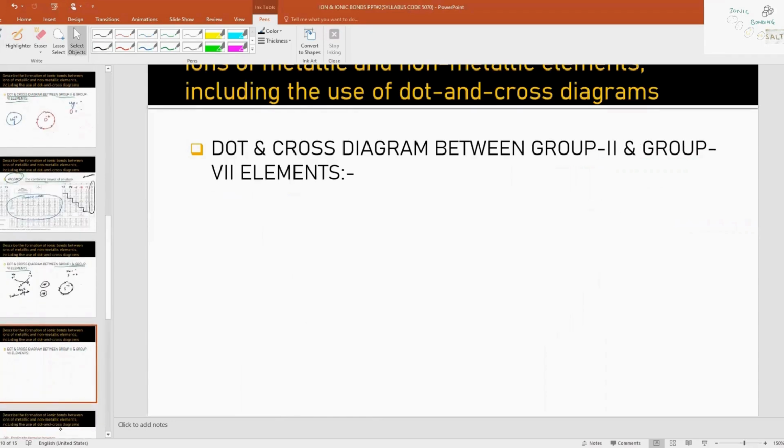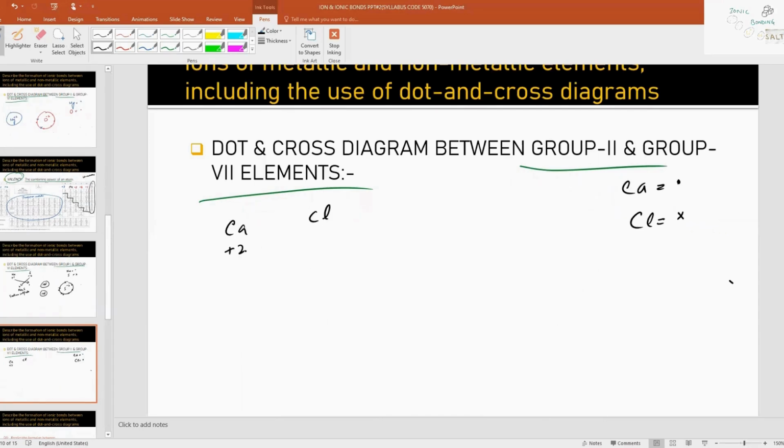A dot and cross diagram between group 2 and group 7 elements. I'm taking calcium from group 2 and chlorine from group 7. Predicting the formula, we need valency. The plus 2 is the valency of calcium, minus 1 the valency of chlorine. The formula will be CaCl2. It's calcium chloride.